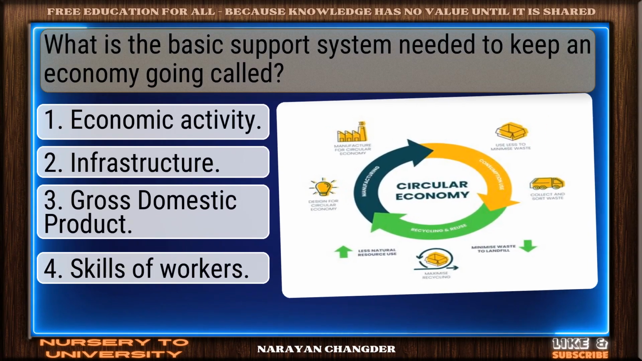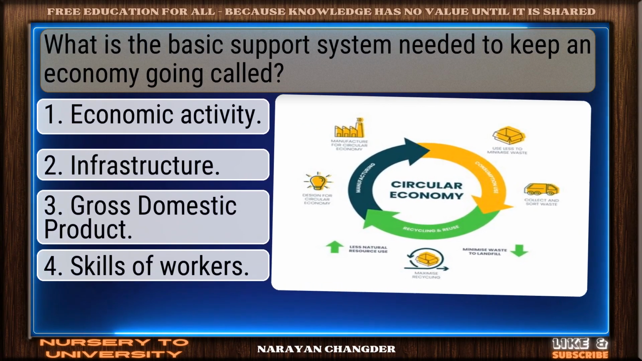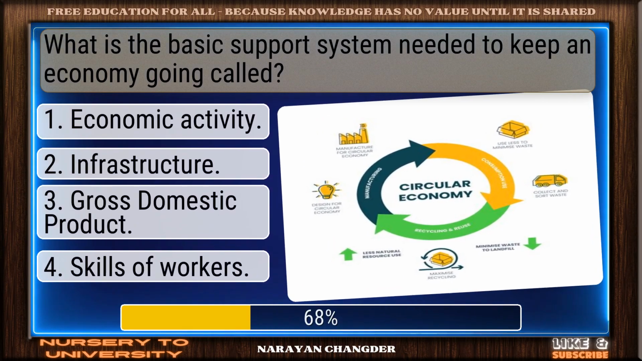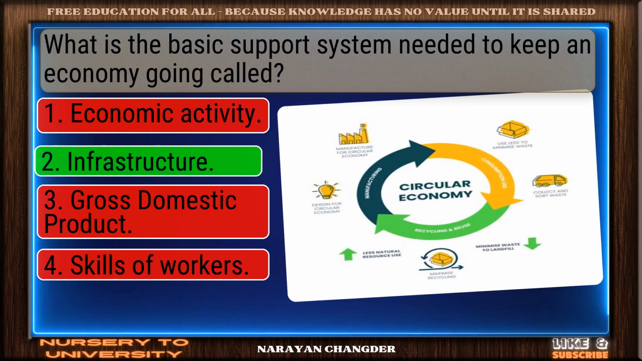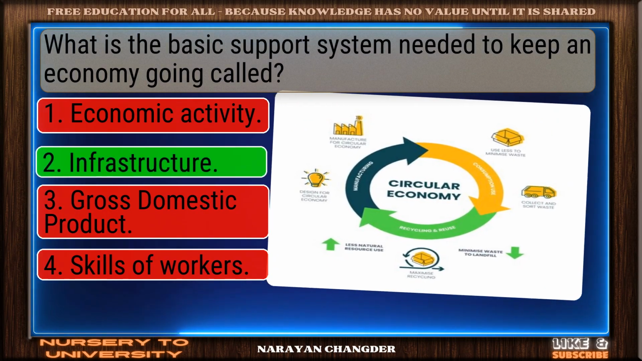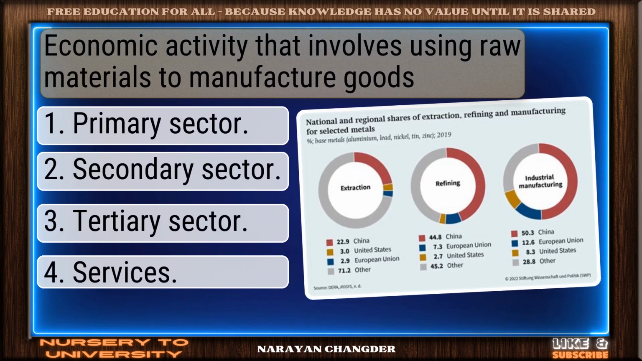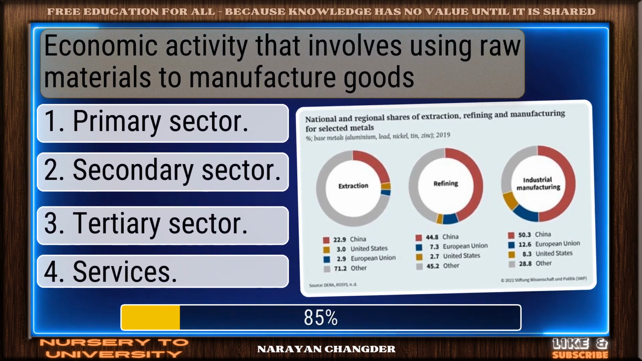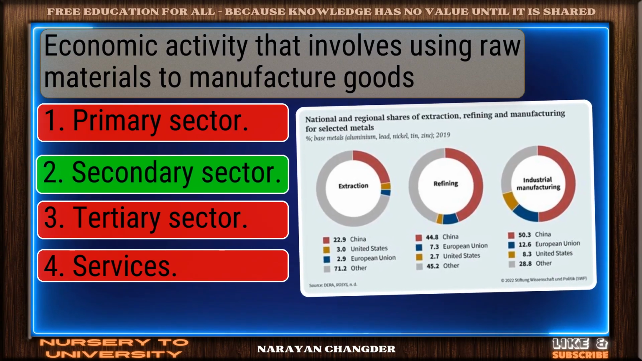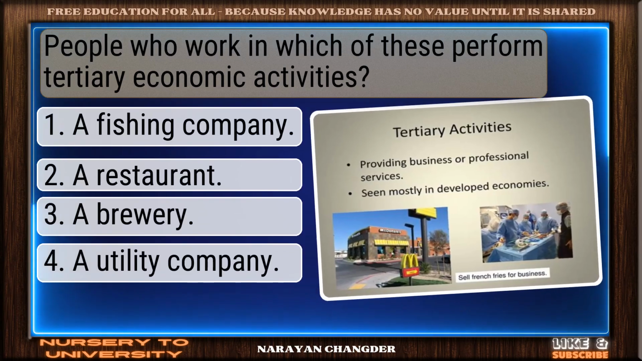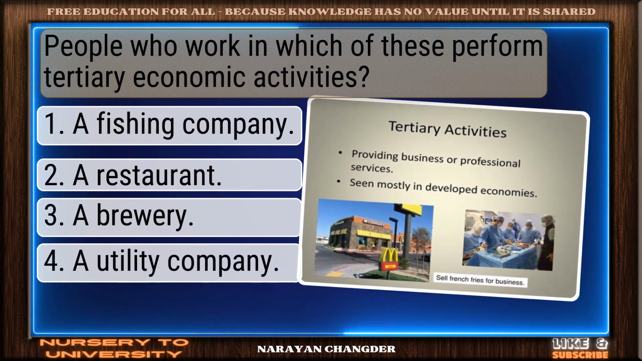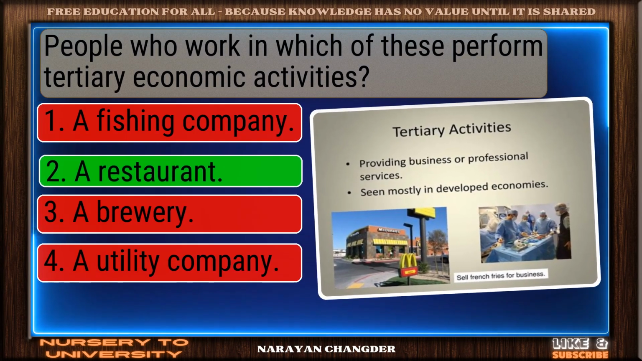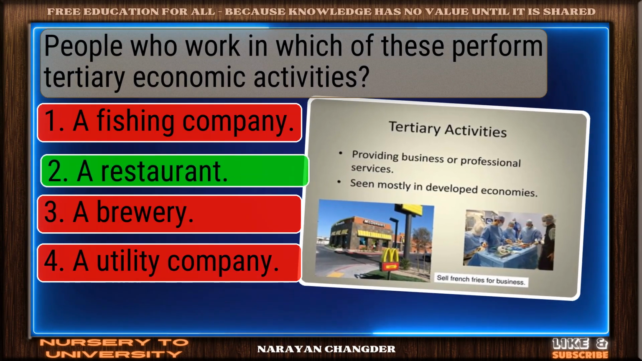What is the basic support system needed to keep an economy going called? Excellent choice. Infrastructure is the right answer. Economic activity that involves using raw materials to manufacture goods. Strong choice. Secondary sector is the right answer. People who work in which of these perform tertiary economic activities? Bravo. A restaurant is the answer.